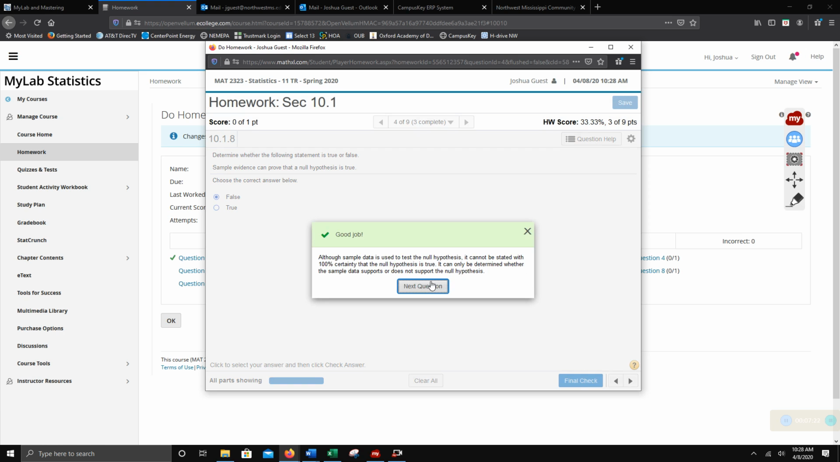All right. So again, although sample data can be used, it cannot be stated with 100% certainty that the null is true.